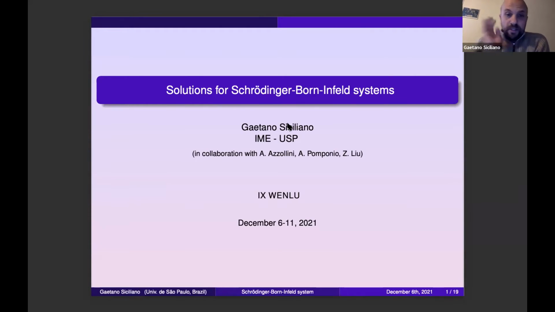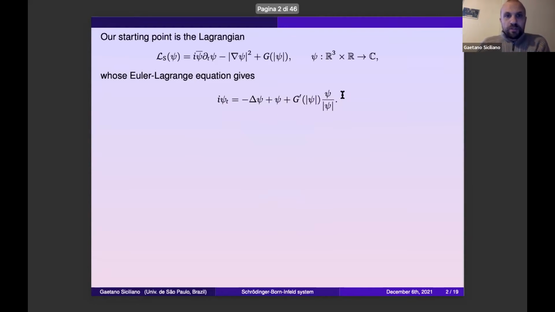Just to introduce the system a little bit, let me show you the origin of the system we want to study, which is the following. Basically, we have a Lagrangian. This is the Lagrangian of the Schrödinger equation. Psi is the wave function, a complex function. And of course, the Euler-Lagrange equation of this Lagrangian is the well-known Schrödinger equation, which is a complex equation. G prime is a nonlinearity.